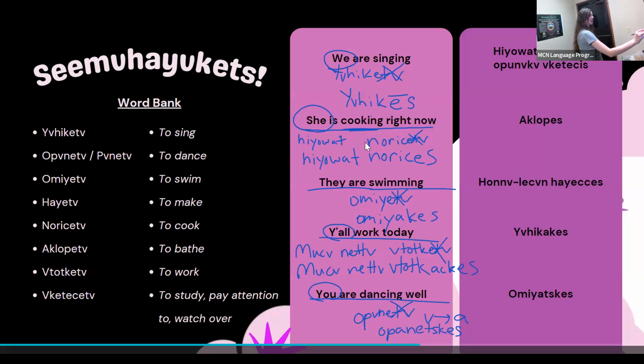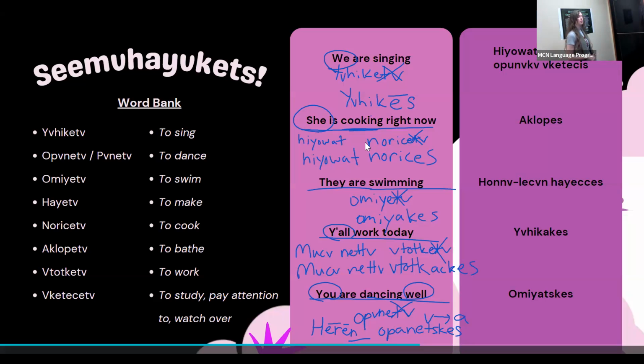Now, you are dancing well. Right now, Obanetskis. That just means you are dancing. I want to say well. Kislin. So Kislin Obanetskis. Now we might recognize hvlis that means good, right? So the lin on the end makes it well. Hvlilin, because you're dancing well.